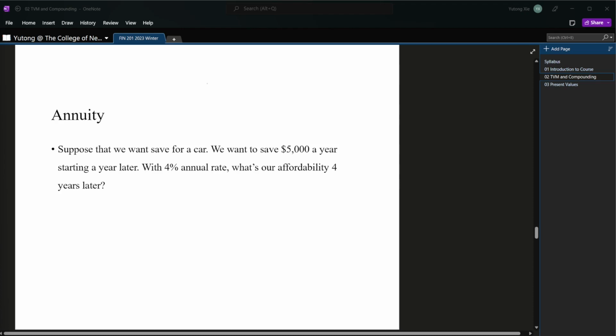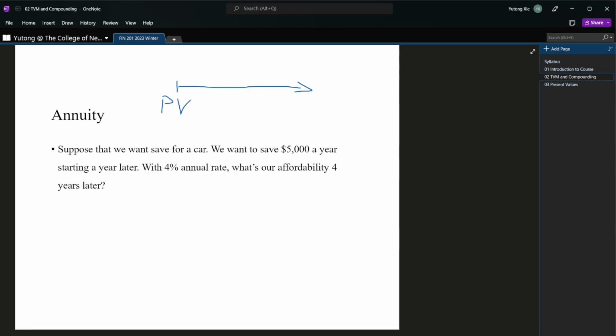So in previous discussion, we were only looking at one cash flow at a point. Either we were calculating present value at time zero, or we were calculating a future value at time t. These are all just one cash flow at a time point. So what if we want to repeat the cash flows?